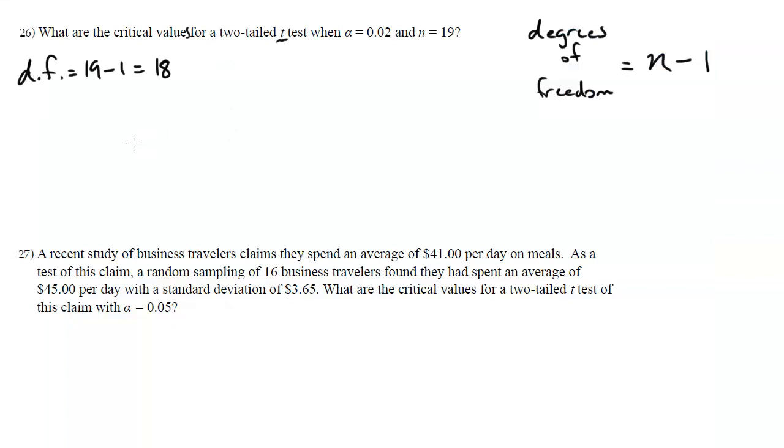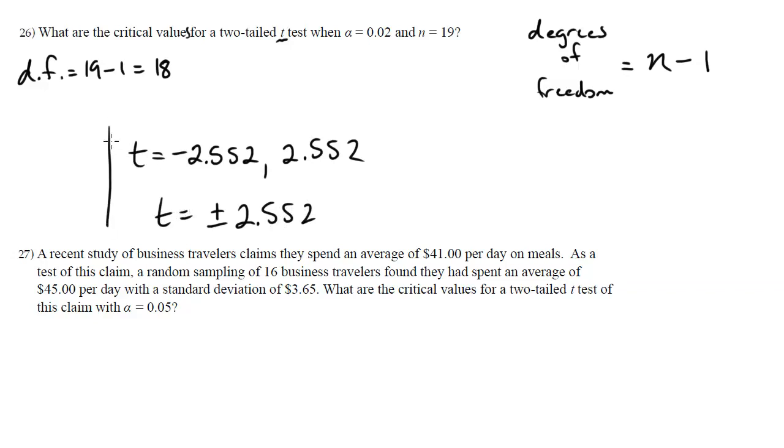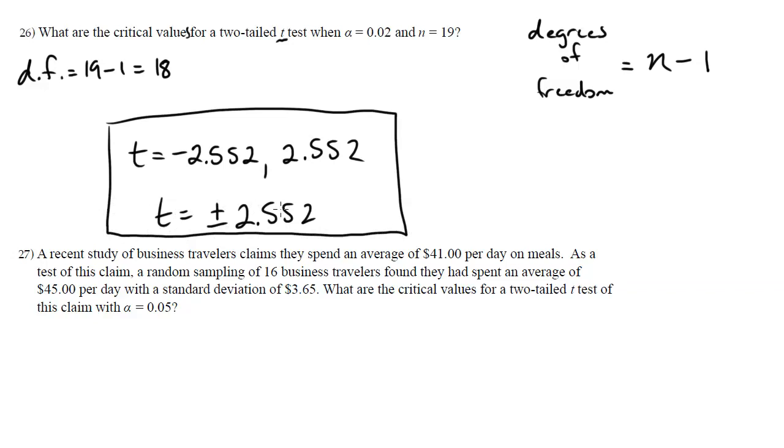So this is two-tailed. So t equals negative 2.552 and positive 2.552, also written as plus or minus 2.552. Those are your critical values for your two-tailed t-test.